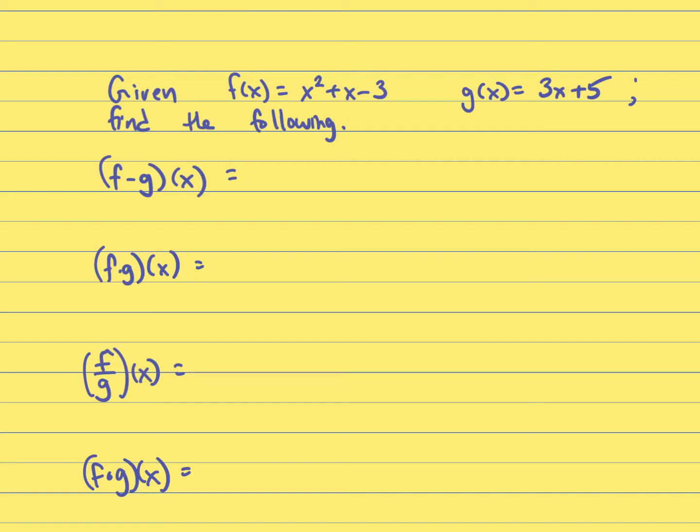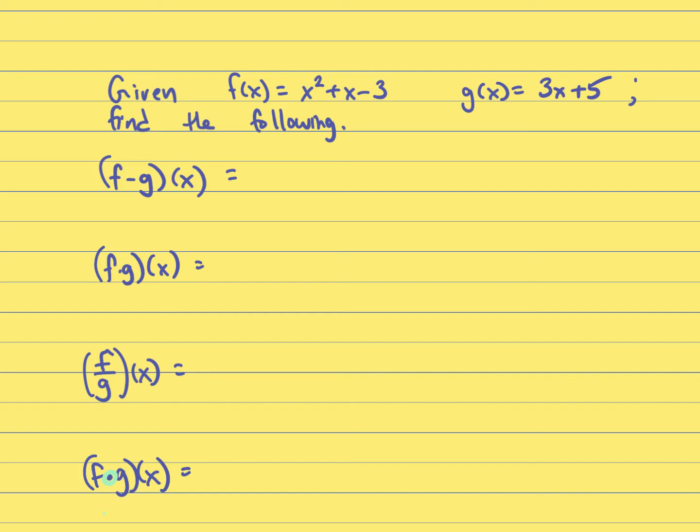Okay, let's look at some operations on a couple of functions. So I have these two functions that I'm given, x squared plus x minus 3 and 3x plus 5. I'm going to find their difference, their product, their quotient, and then a composition. So this is a composition. So this is supposed to be an open circle.